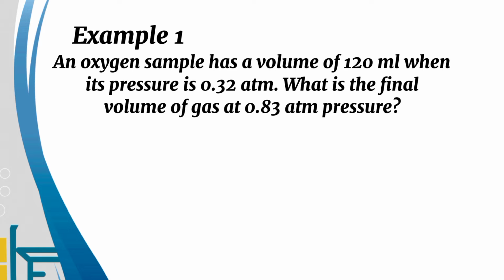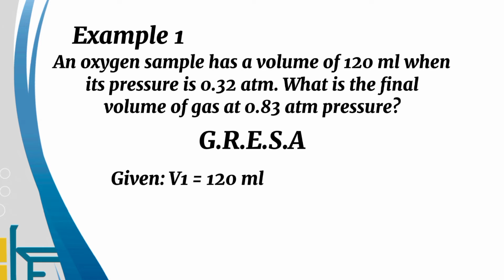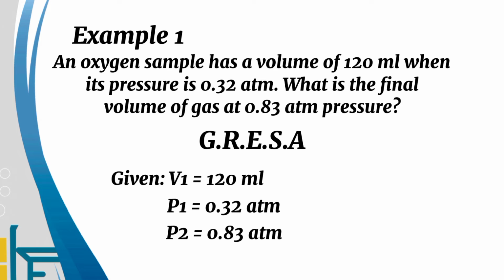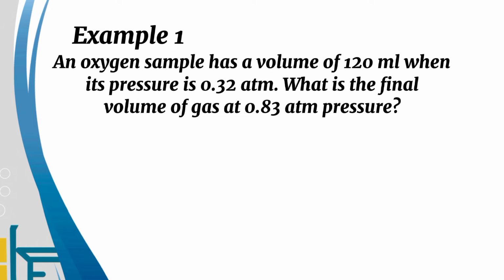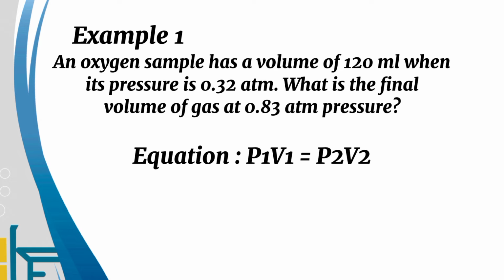In answering every equation, we should always use the GRESA method. The G stands for given, R stands for required, E stands for equation, S stands for solution, A stands for answer. The givens in this question are 120 milliliters, which is V1, 0.32 atm, which is P1, and 0.83 atm, which is P2. We are finding the final volume of gas, which is called V2. To find the answer, we need to use the formula of Boyle's law, which is P1 V1 is equal to P2 V2.